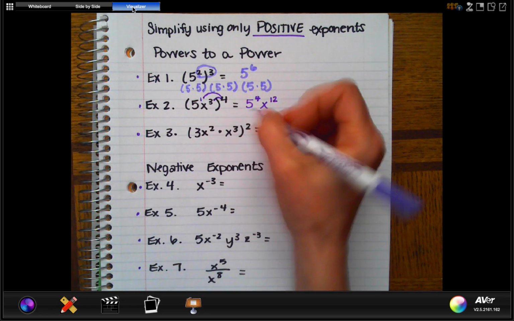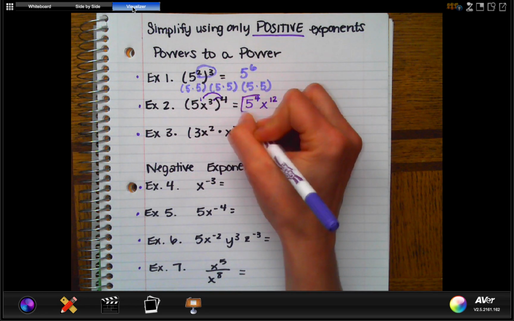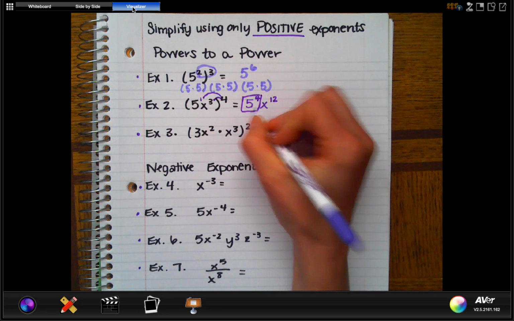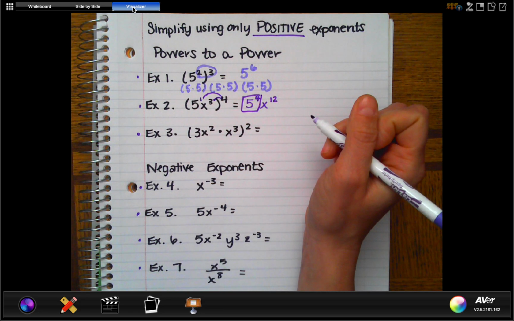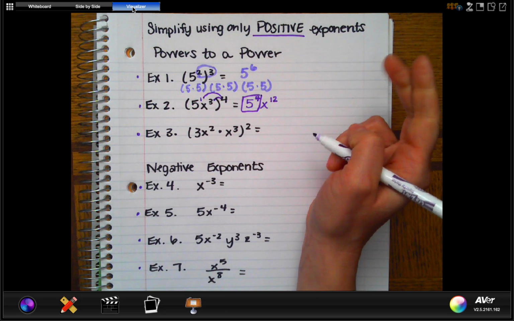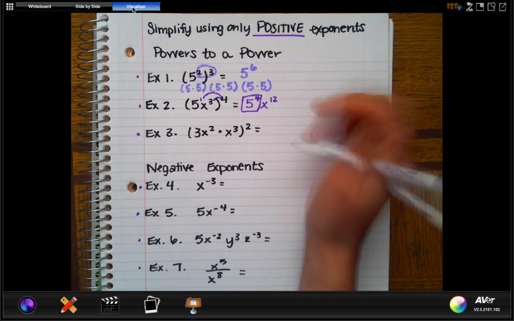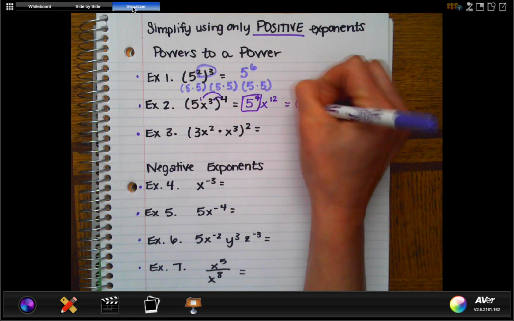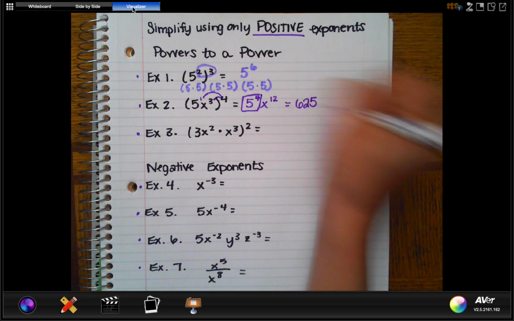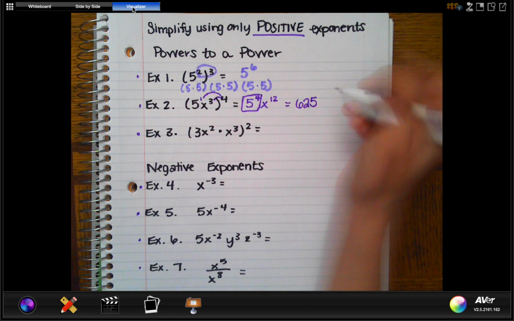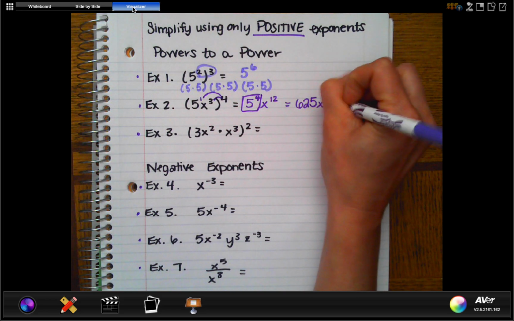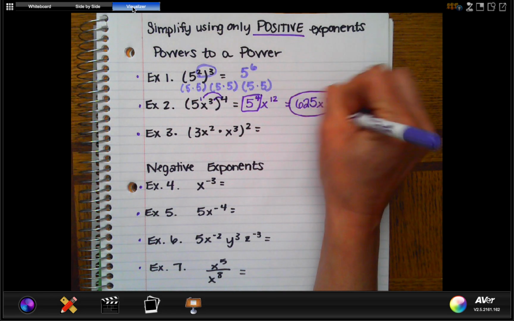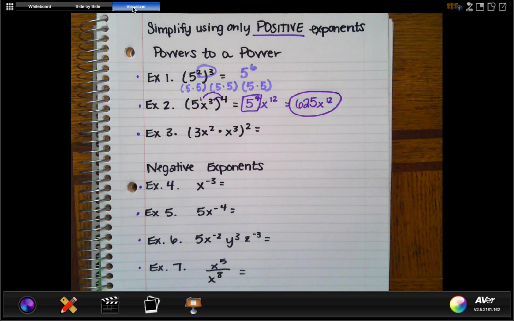Now, this part right here can be simplified further. 5 to the 4th power is really 5 times 5 times 5 times 5. And so we can simplify that to 625. And the x value, we don't know what that is, so we have to leave that one alone. So the final answer here is 625x to the 12th power.